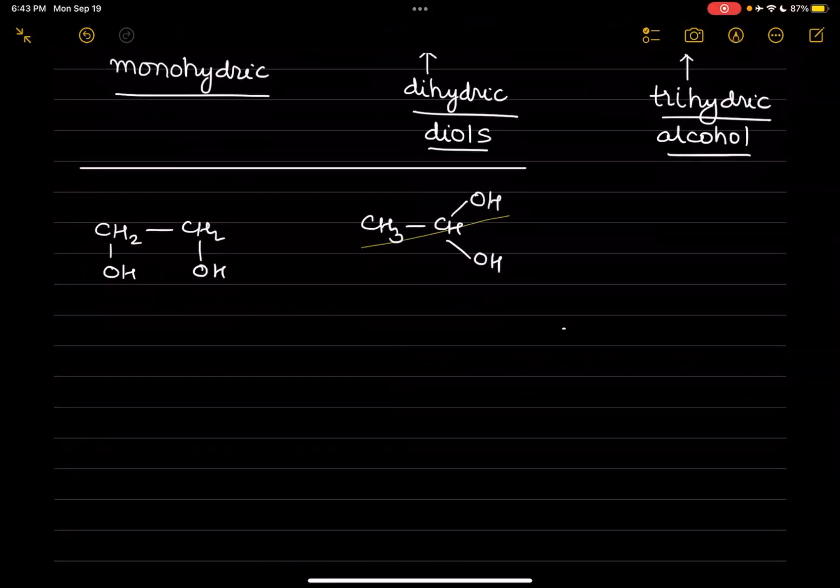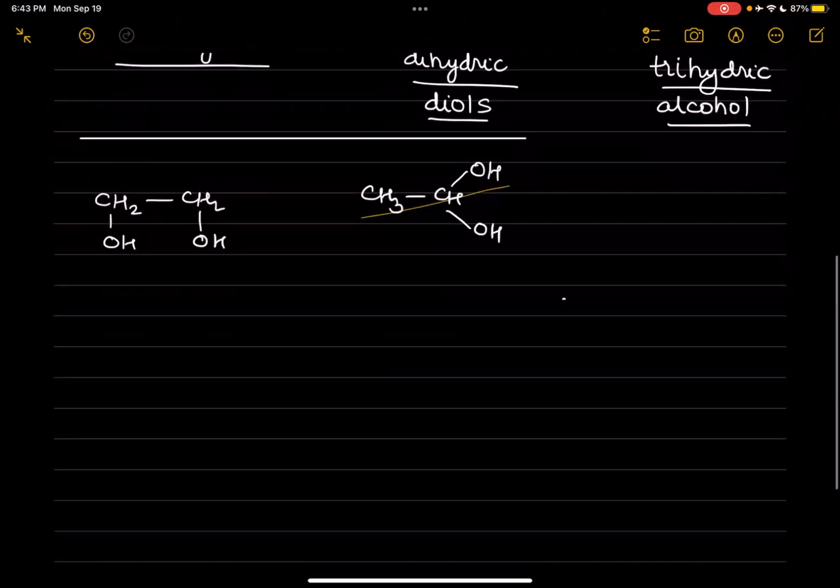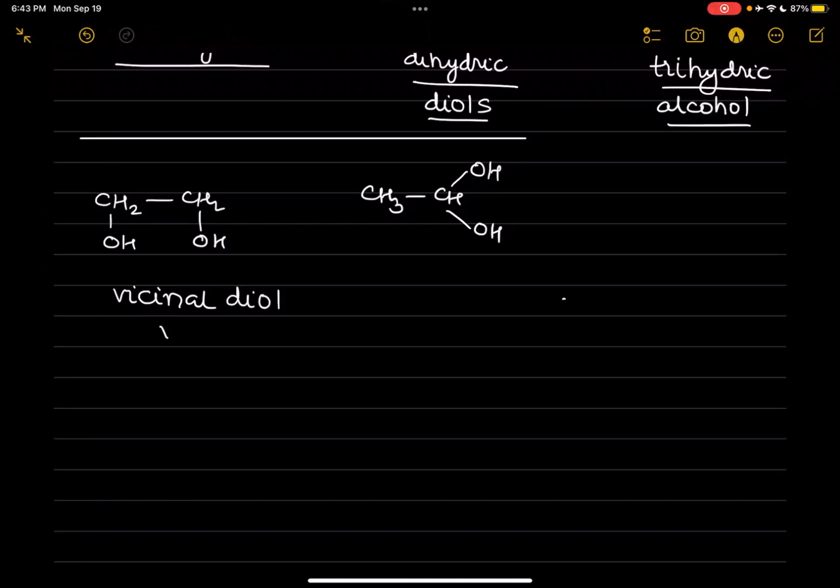If two same groups are present on adjacent carbon atoms, then you call it vicinal. So this is a vicinal diol, in short, VIC. And what about this one? Geminal. Geminal means two same groups connected on the same carbon atom. Right?